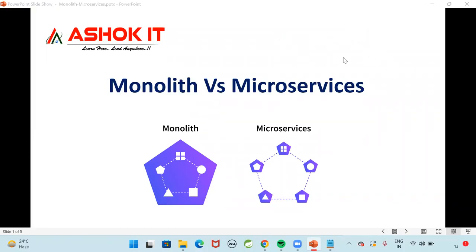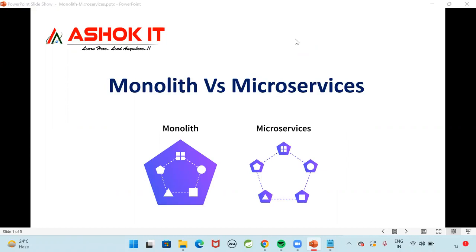Guys, from today onwards, we are going to start with microservices. So before going to start our microservices development, we need to understand monolith versus microservices. We can develop our project in two ways. One is by using monolith architecture, and the second one is by using microservices architecture.